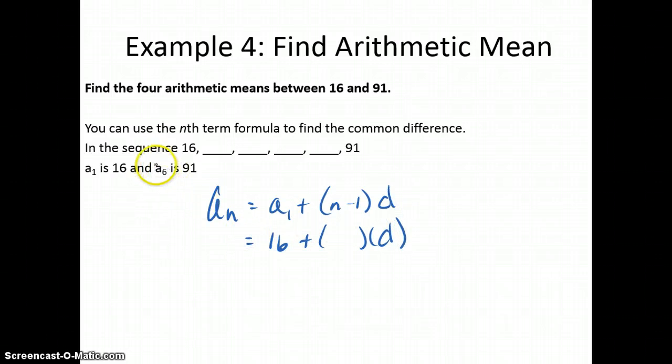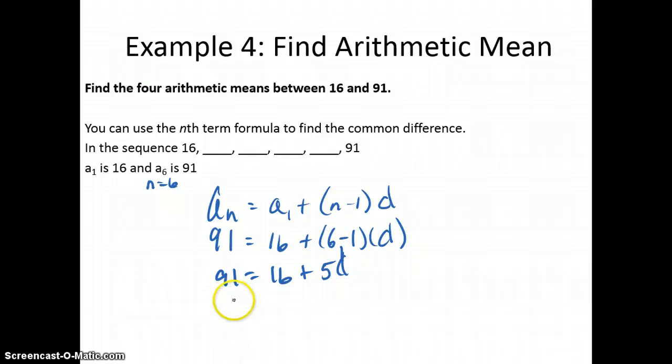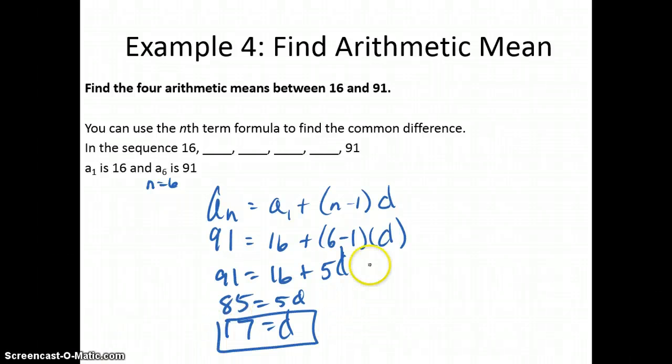Okay, here a sub 6. I'm going to use a sub 6, so n is 6 here. So a sub n is 91. That means that 6 is n, and now I solve. So I continue on. It's 5d. I subtract 16 from both sides, I get 85, and then I divide, and I get my common difference to be 17.